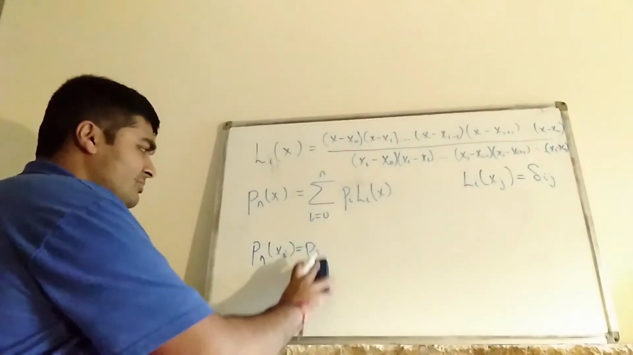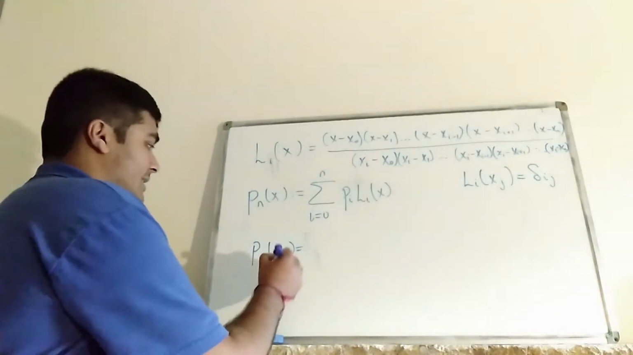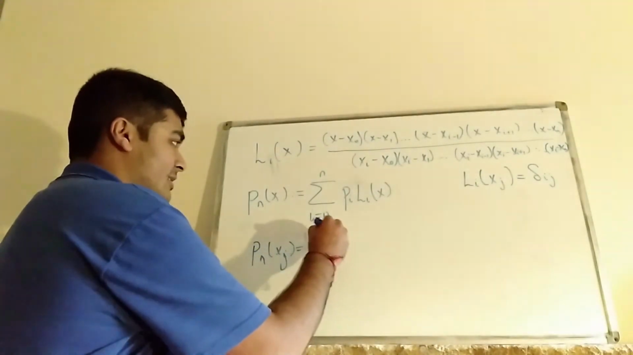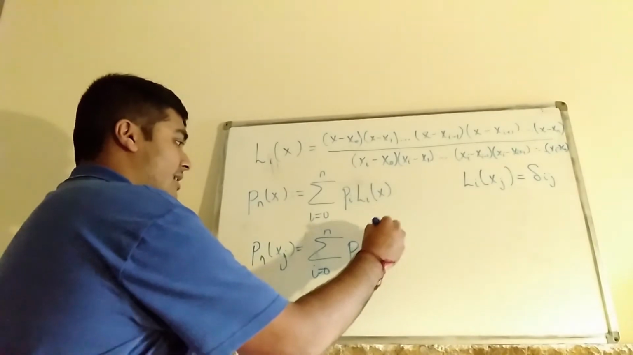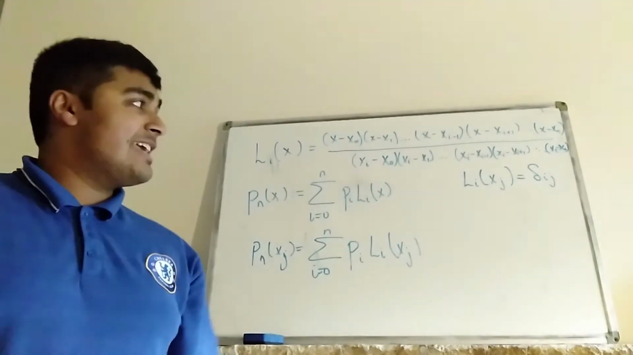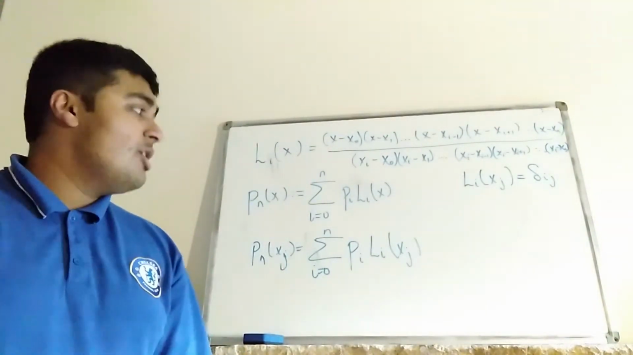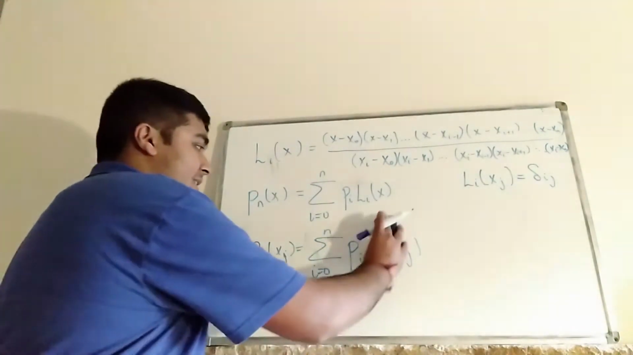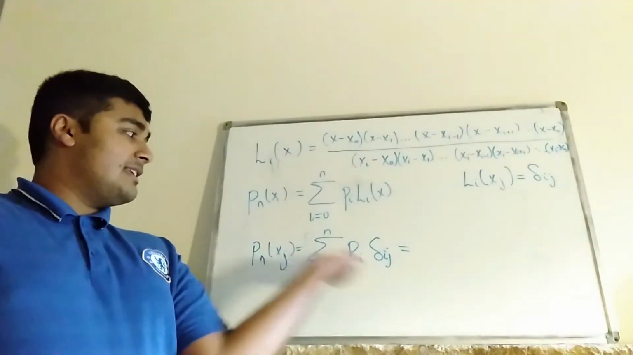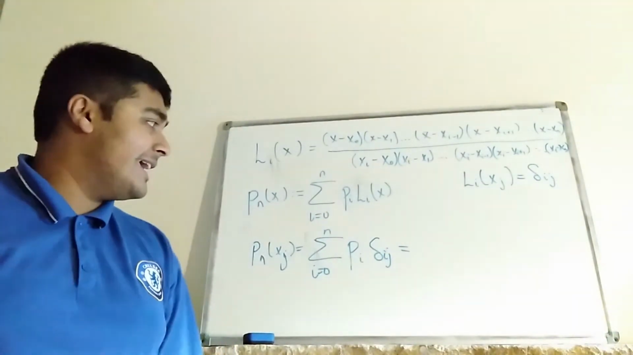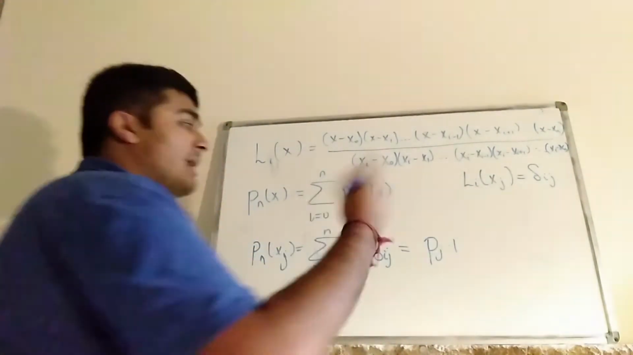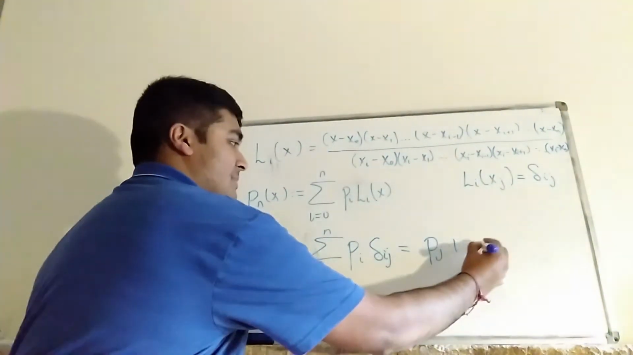But let's check that. So P_n of x_j, let's just use j instead, is the sum from i equals 0 to n of p_i times l_i of x_j. But remember this property that we just showed, l_i of x_j is delta_ij, so in other words, it's only 1 when i and j are the same. So let's rub this out for delta_ij. Okay, so this is going to be adding up a bunch of zeros, except in the case when i equals j. So this is equal to p_j times 1 plus a bunch of zeros, but in particular that is just p_j.